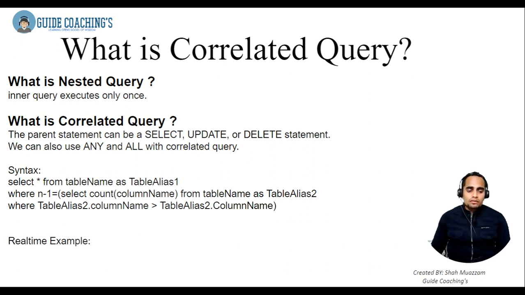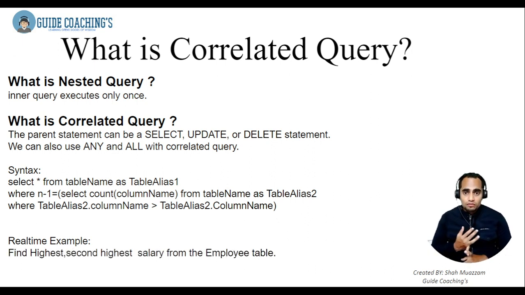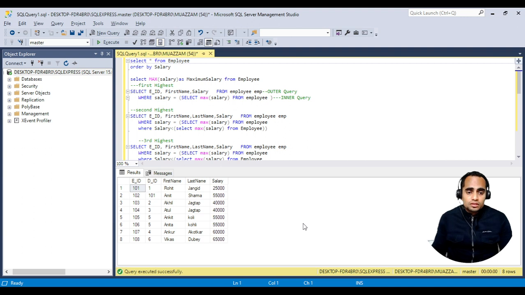Okay. Then we will be taking a real time example. We will be talking about how to find the highest salary and second highest salary from the employee table. So let's jump onto the practical window first, and then we'll be discussing it. Here, if you can see, I have an employee table, select star from employee. If I execute it, I get this result. I have a total of 8 records over here. The first record is 25,000 salary, 55,000, 40,000, 44, 40,000, 55 and 60.